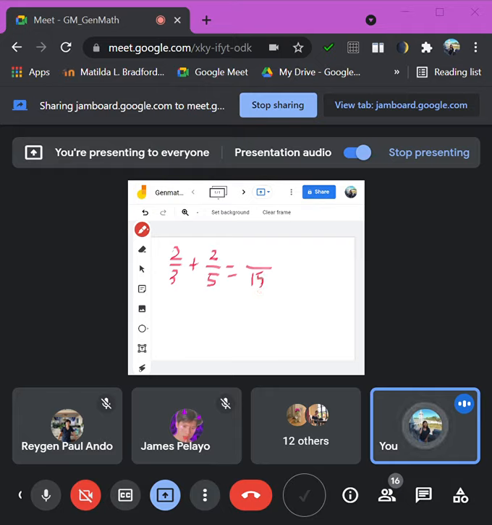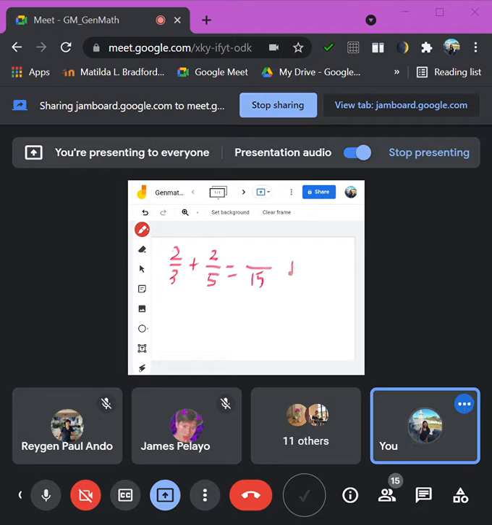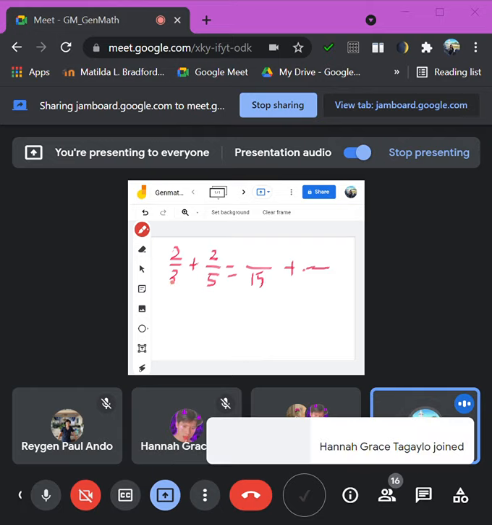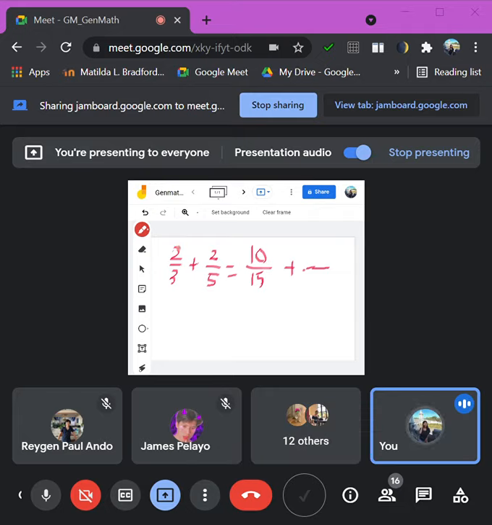What we're going to do next is make them like terms. On the left, for the first fraction, we divide. 15 divided by 3, that is 5. And then 5 times 2, that is 10. Okay, 5 times 2 is equal to 10.